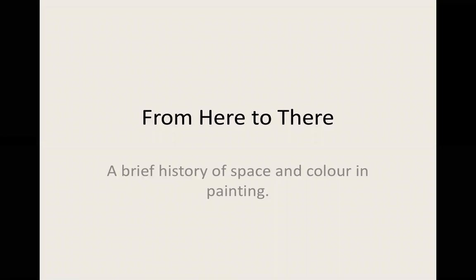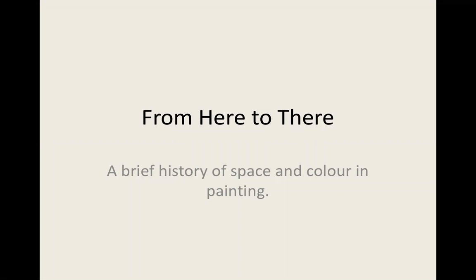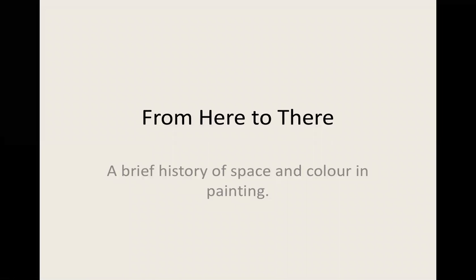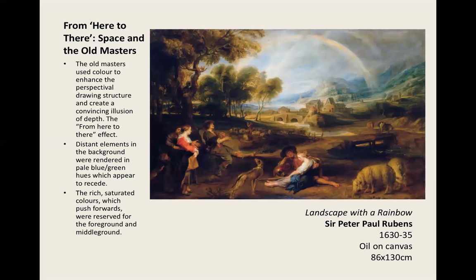I'm putting together this little lecture about space and colour in painting and the historical precedents that have led to abstraction, just to give a little bit more background to some of the practical work that we've been doing in the studio over the past few weeks in our painting course. I've called this From Here to There, so let's discuss a bit more about what that means.